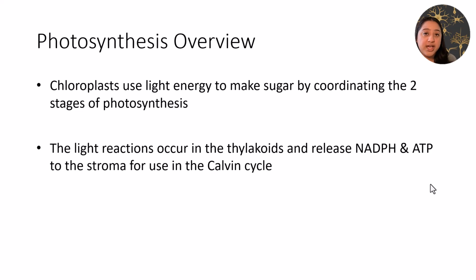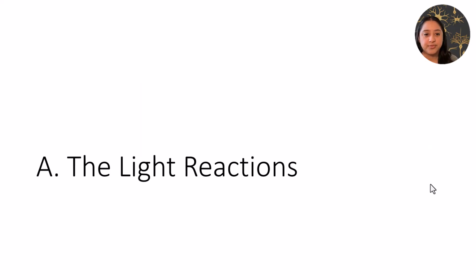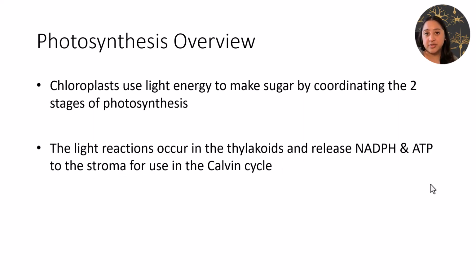And so chloroplasts, to summarize it all, use the light energy to make sugar by coordinating those 2 stages of photosynthesis. The light reactions occur in the thylakoids and release NADPH and ATP to the stroma, and those get used in the Calvin cycle. Okay, so that is an overview of photosynthesis.